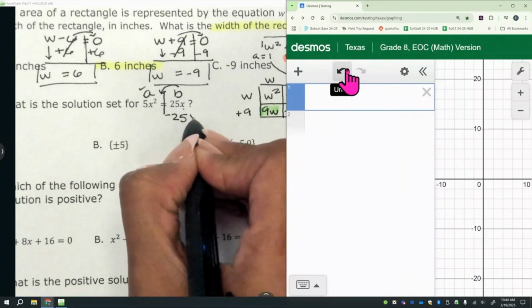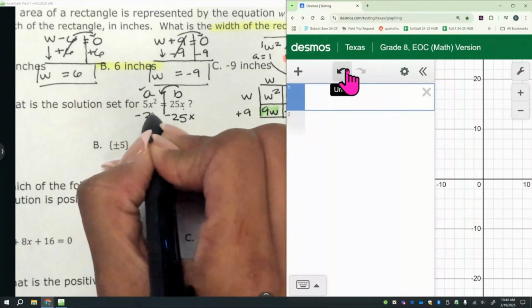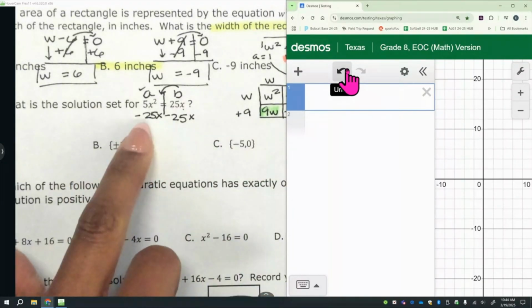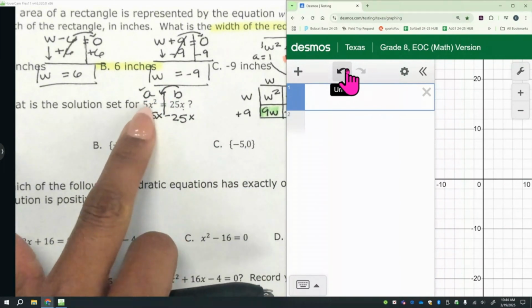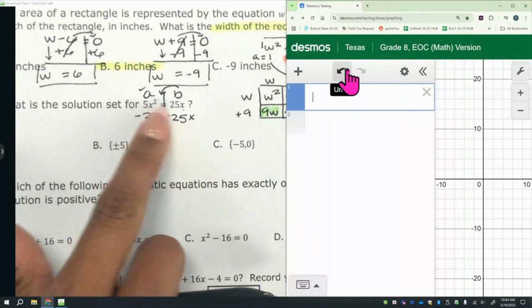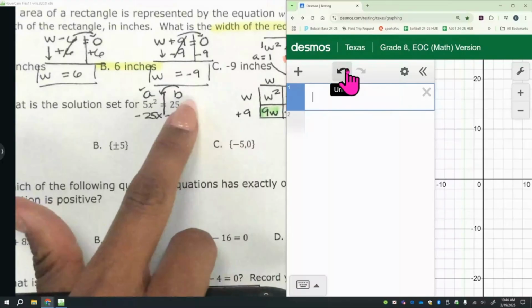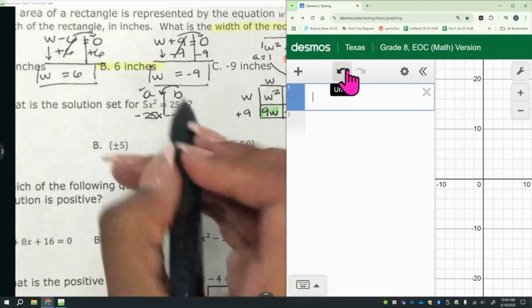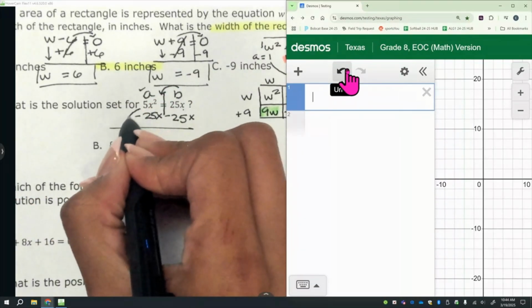Negative 25x. And remember, you're not combining them because they're not the same thing. X squared is different from x. So we're just moving b next to a. So a is going to stay the same.